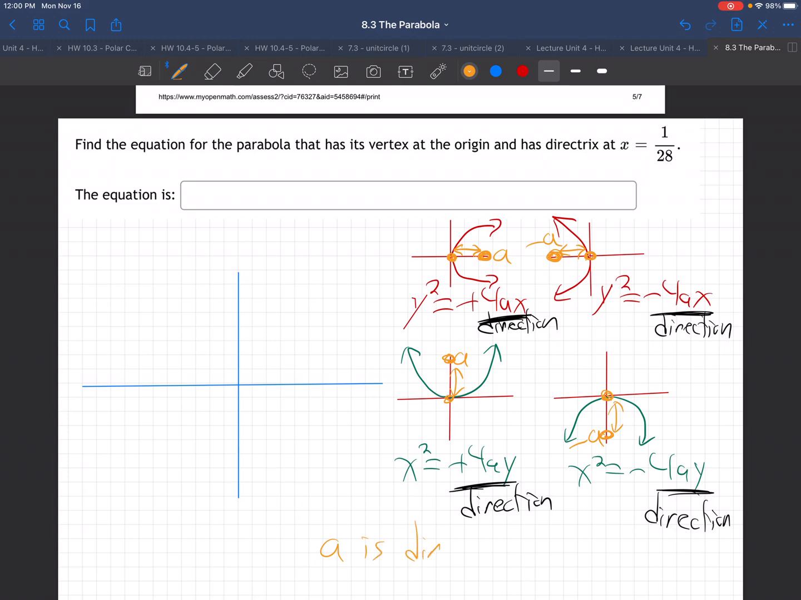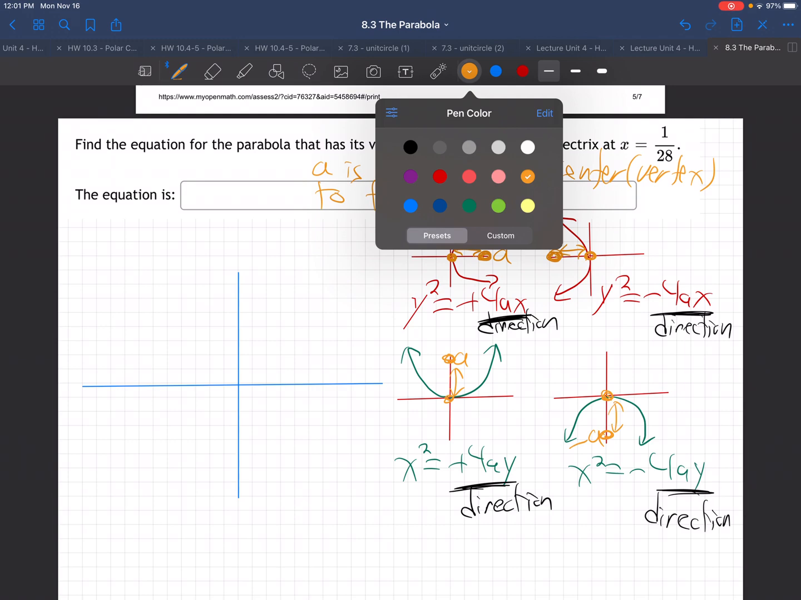So A is the distance. This is the part people get confused about, so let me write it up top so it's super clear. A is the distance from the center, or the vertex they call it, to the focus point.